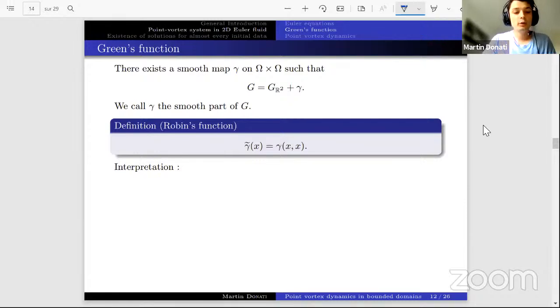So I want to say a quick word on the Green's function. What I want to recall is that the Green's function always decomposes as such.